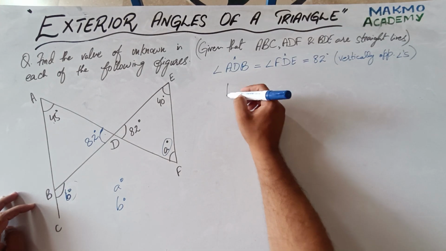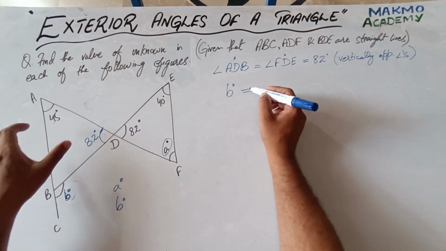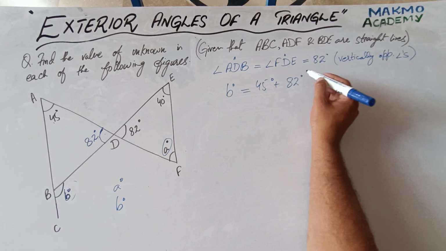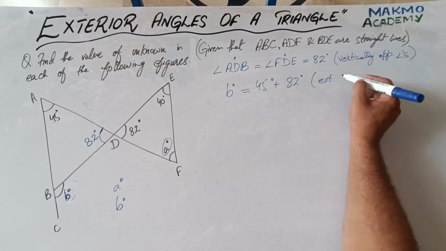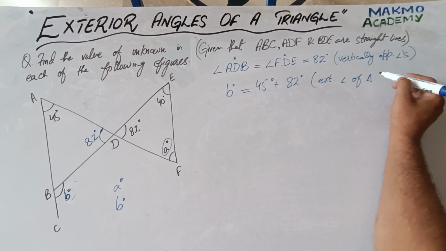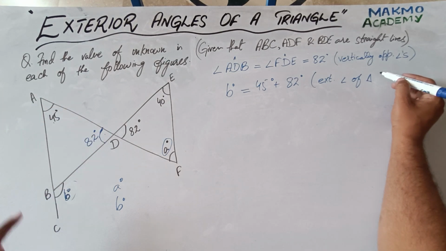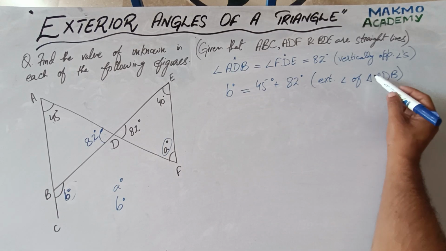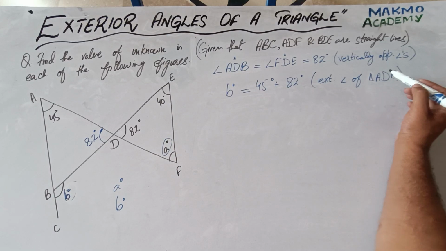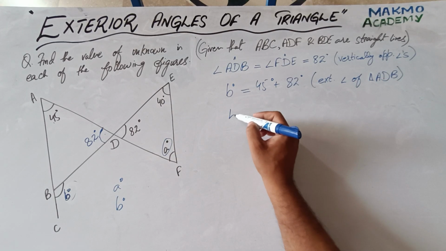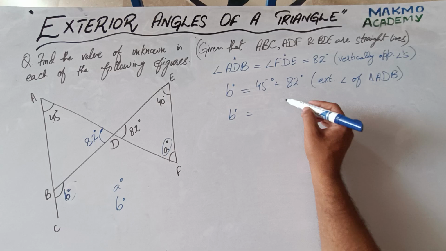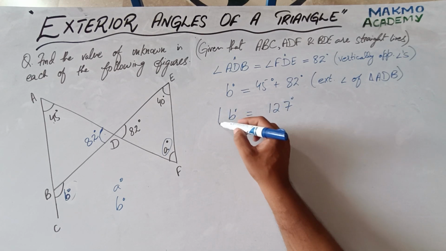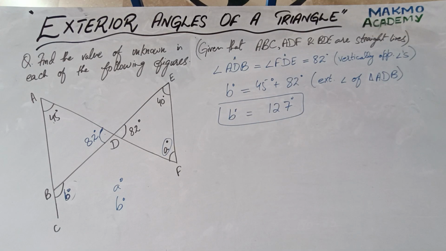Now we can say that angle B is equal to the sum of two opposite interior angles. Now we are applying this property, exterior angle of triangle ADB, because there are two triangles, that's why we are mentioning which triangle we are talking about. So now let's add both of these two angles. 5 plus 2 is 7, 8 plus 4 is 12. So the size of angle B is equal to 127 degrees.